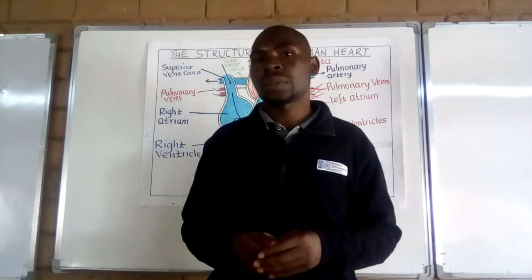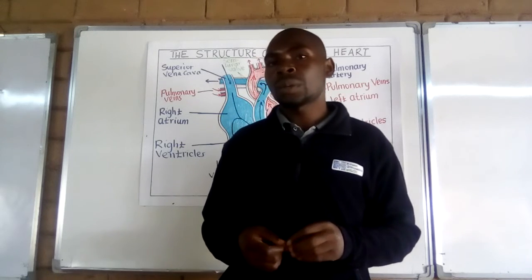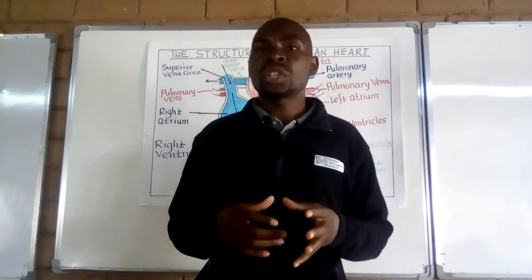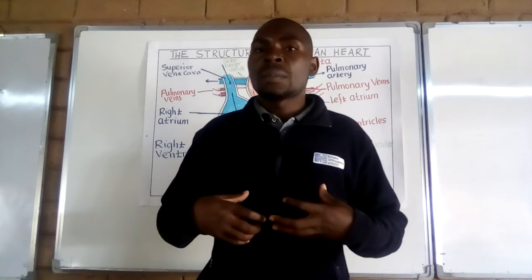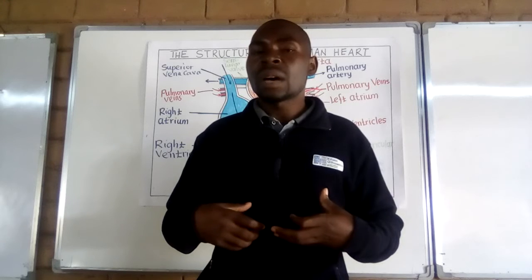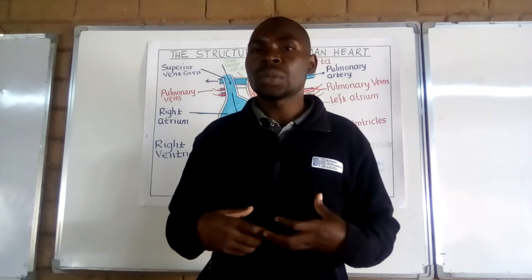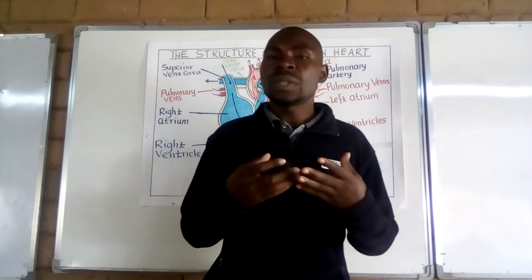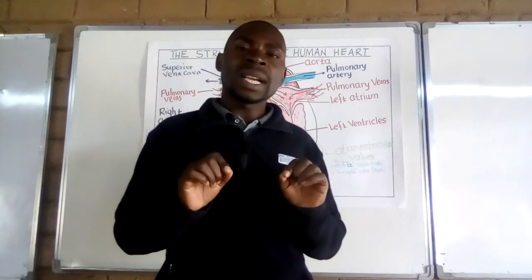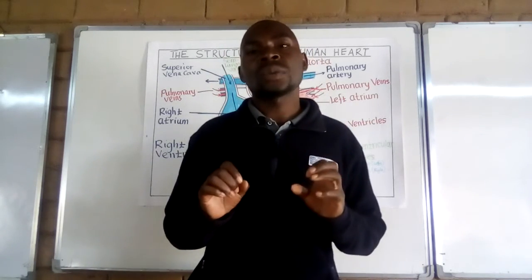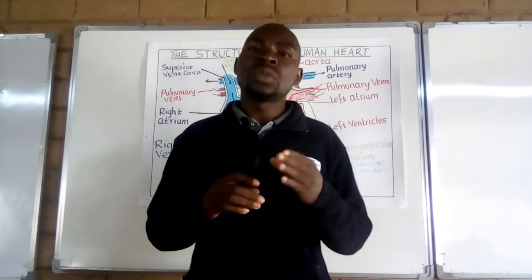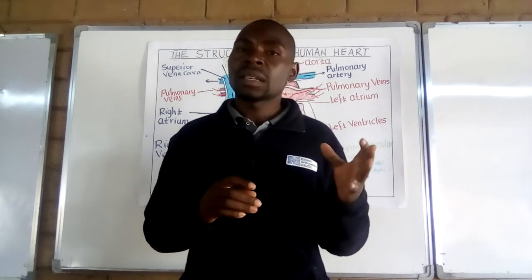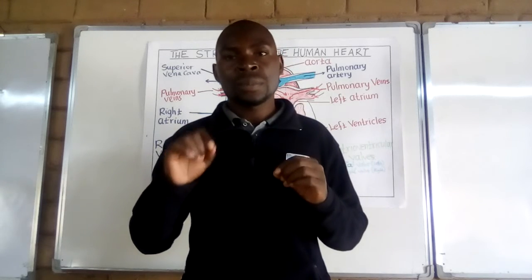Ventricular systole is the condition where the ventricles are able to pump blood out of the ventricles through the pulmonary valve and also the aortic valve to the lungs and also to the body parts.